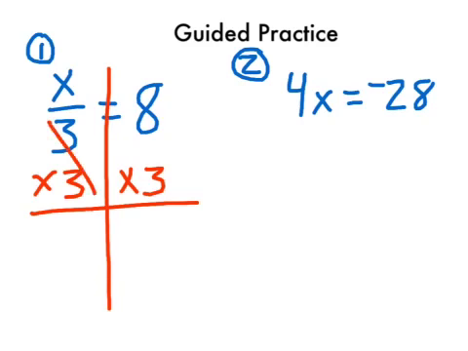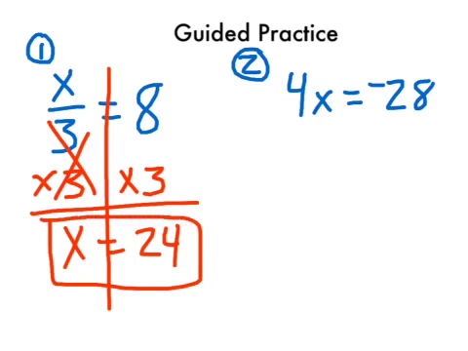That's going to cancel these 3's out. We're going to be left with just x on this side. Then we've got 8 times 3, and 8 times 3 is 24. So your answer to problem 1 would be x equals 24.